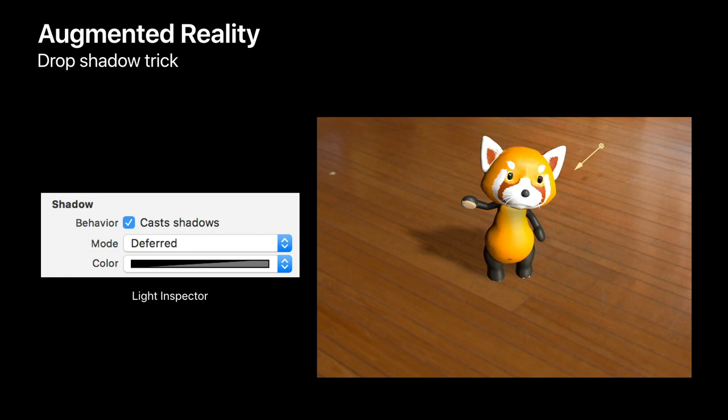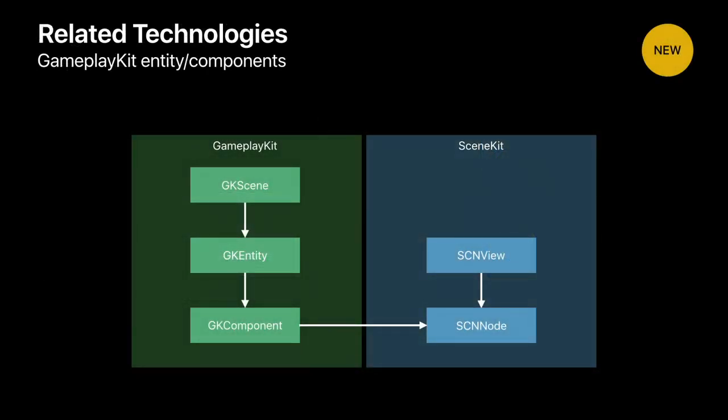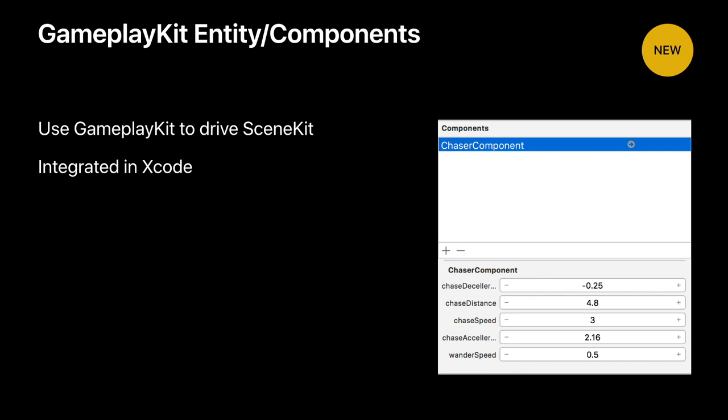Now I would like to talk about GameplayKit. GameplayKit entities and components now support driving SceneKit objects. The typical use case is when you want to implement character behaviors, and that's what we did in our Fox2 example for the enemies. In our case, we have one GK scene with two entities, one for each enemy, and we implemented two behaviors as GK components. Now, the main interest resides in the Xcode integration that allows us to directly assign the behavior to our enemies in Xcode. And we can also use the Xcode inspector to directly edit the properties of our behaviors.